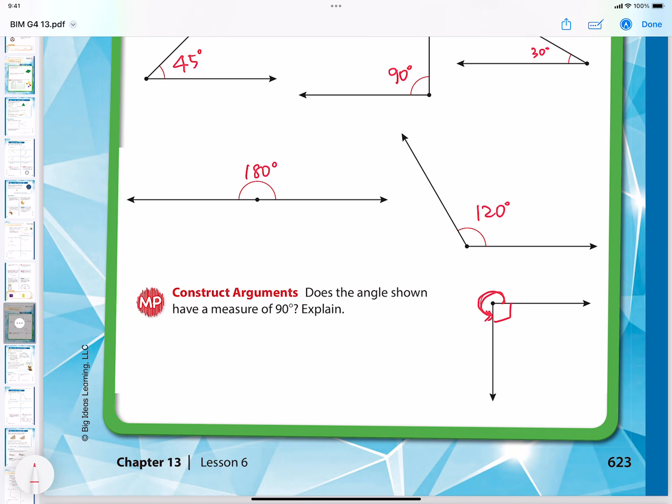But does the angle shown have a measure of 90 degrees? Explain. No, because they are going to calculate or measure what? The outer angle, which is an obtuse angle. So I can say it shows the obtuse angle.